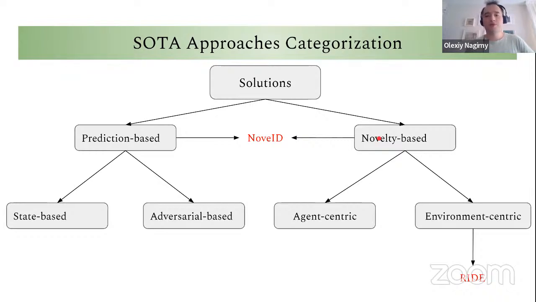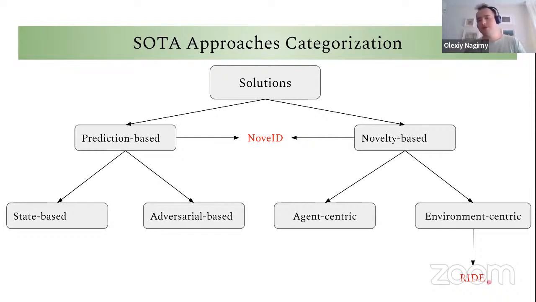For the novelty-based methods, the agent tries to find states, or state-action pairs, in the environment which are novel to it. It can be counting the previously encountered states, or it can be the difference between the current state, for example, and the next state. We base our own approach on two approaches from this set of SOTA, and that's why we indicated them in red. We have NoveID, which is basically a combination of the two, and also RIDE. RIDE is, as I said, the distance between the encoding of the next state and the encoding of the current state.